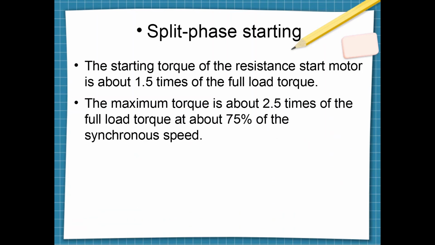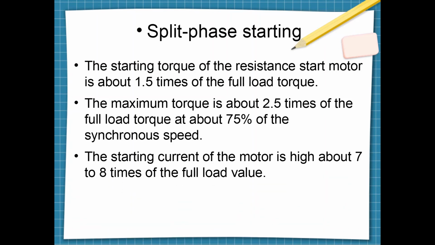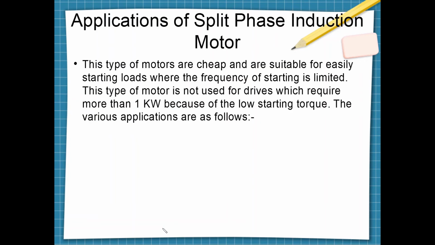The maximum torque is about 2.5 times the full load torque at about 75% of the synchronous speed. The starting electric current of the motor is high, about 7 to 8 times the full load value. You might have covered it in the previous videos, so I will focus on the applications. Application of split phase induction motor.